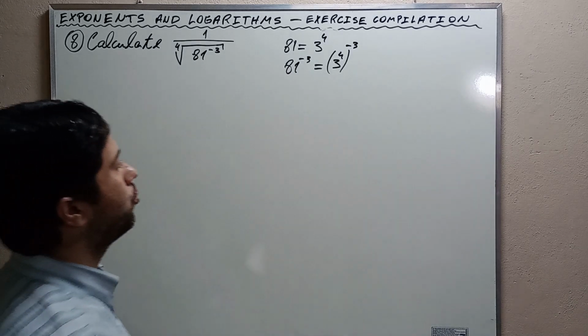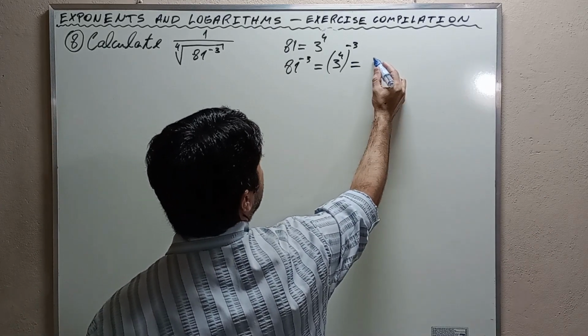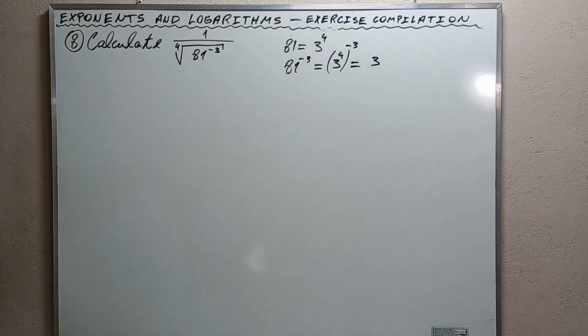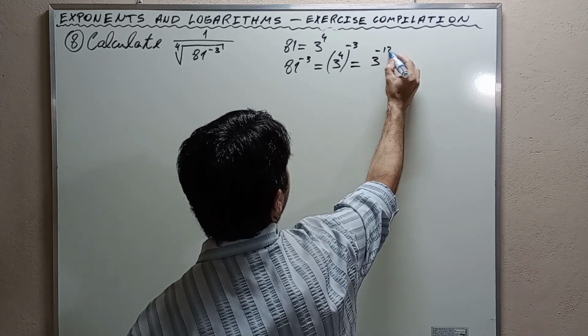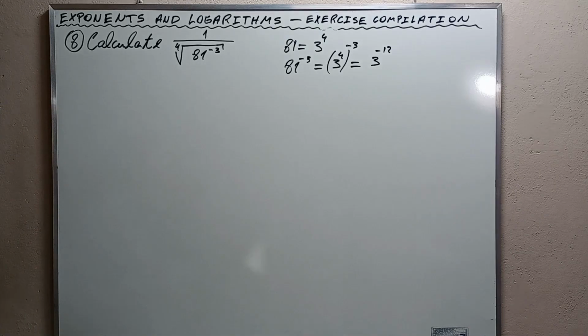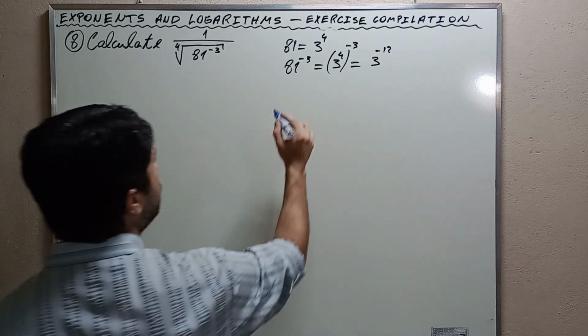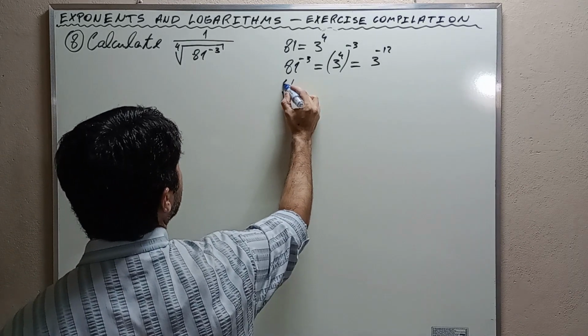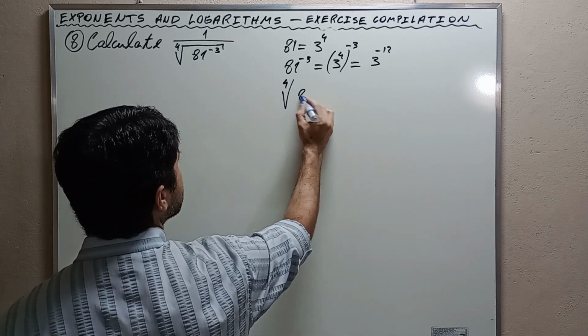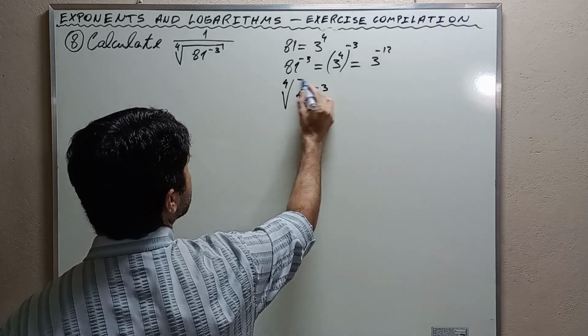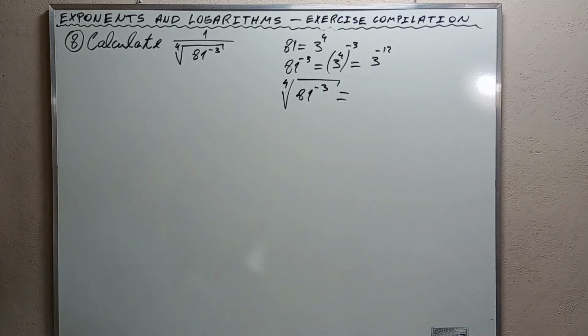We are going to multiply them. 4 times negative 3, and then it is the power of negative 12. 3 raised to the power of negative 12. Okay? And how about the 4th root of 81 raised to the power of negative 3.